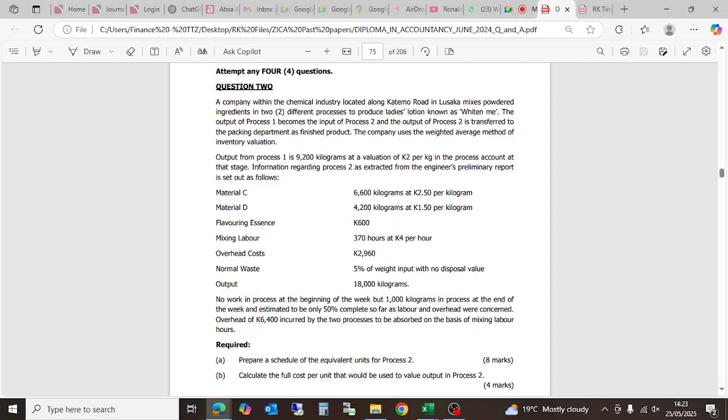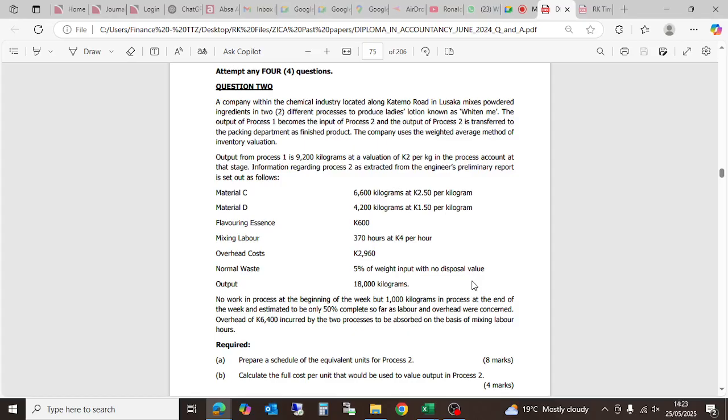Output from process one is 9,200 kgs at a valuation of 2 kwacha per kg in the process account at that stage. Information regarding process two, as extracted from the engineer's preliminary report, is set out as follows. Material C 600. We got the information already. Flavoring instance 600 kwacha. Here we are focusing on the units. Mixing labor is 370 kwacha at 4 kwacha per kg. Overhead cost and the normal waste. Okay, all right. 5% of wet input with no disposal value.